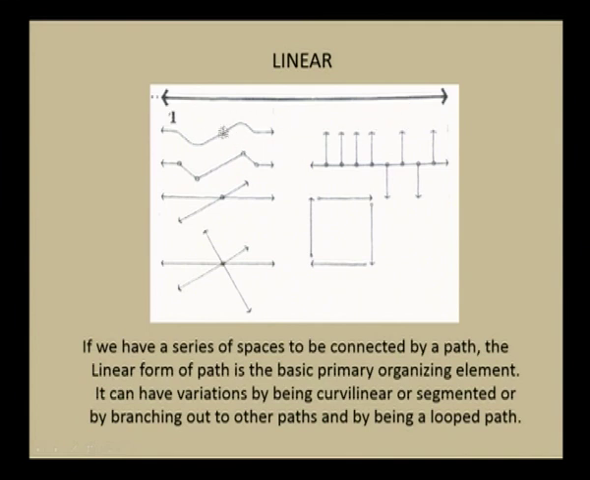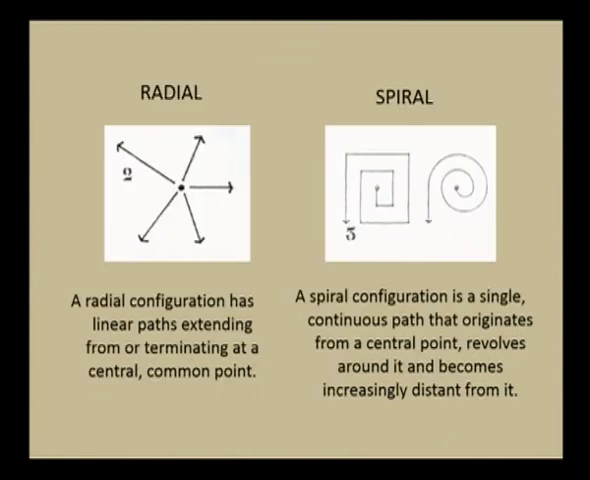Straight path, you have a curvilinear path. Here it is shown as a path which is radiating from one point, a path which is looped, a path which is branching out, but all under the category of what is called a linear path. Paths can be radial and spiral also.